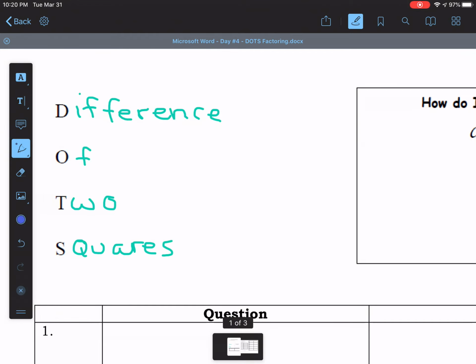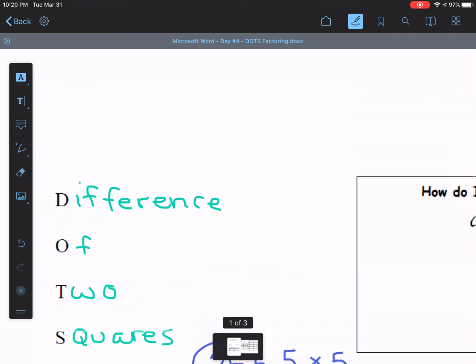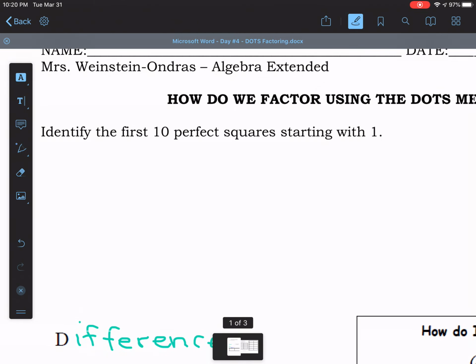of two squares. Now, when we say squares, what we mean are perfect squares, meaning numbers that can be written as two of the same number, the product of two of the same numbers. So for example, 25 is considered a perfect square because I can write that as 5 times 5, okay? So that means that 25 is a perfect square.